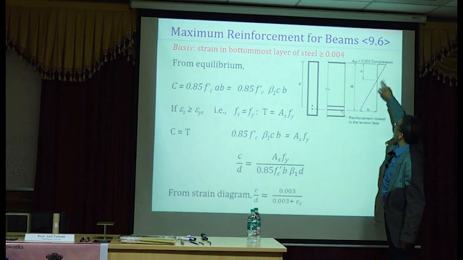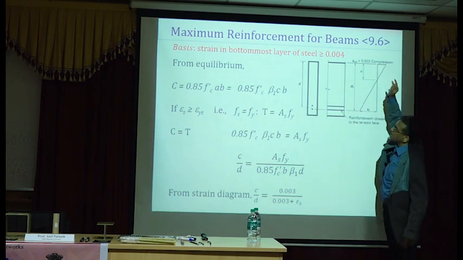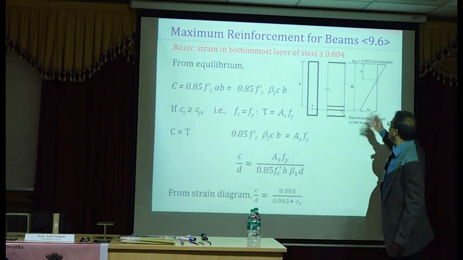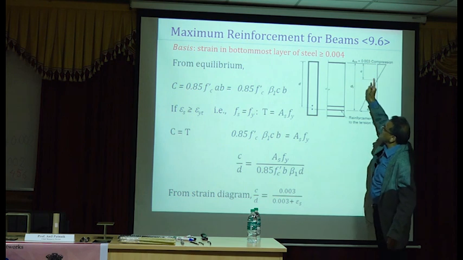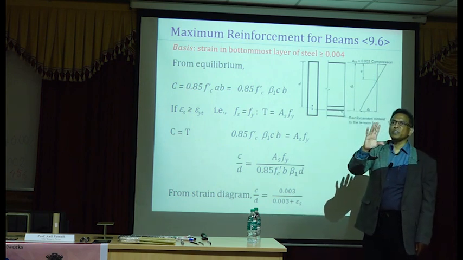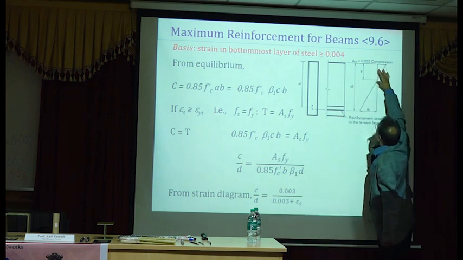So when I draw the strain diagram, this is 0.004. And the strain at the top is how much? 0.003. Okay? So based on that, you can define a C that will be the maximum C you can use in your beam design. This will be the max.